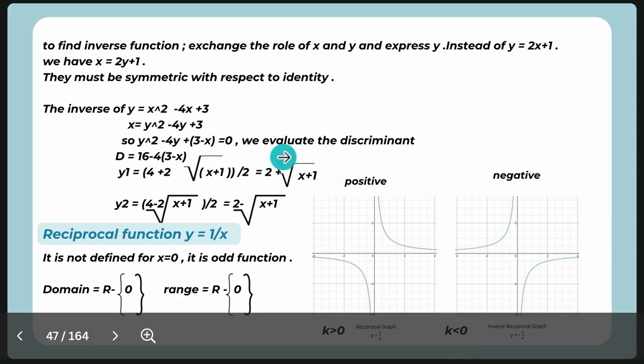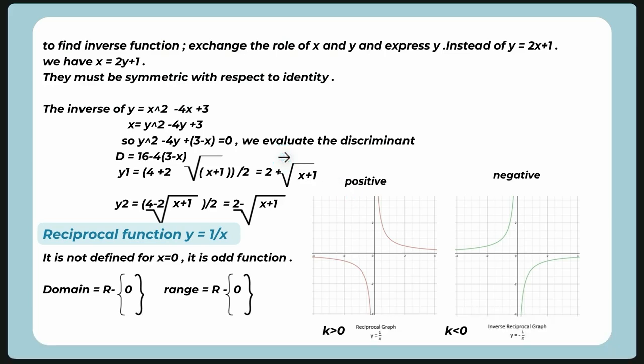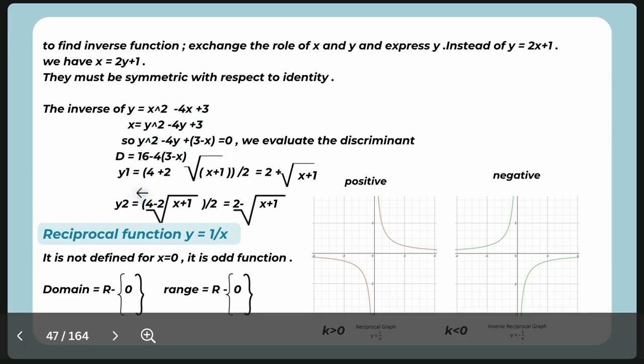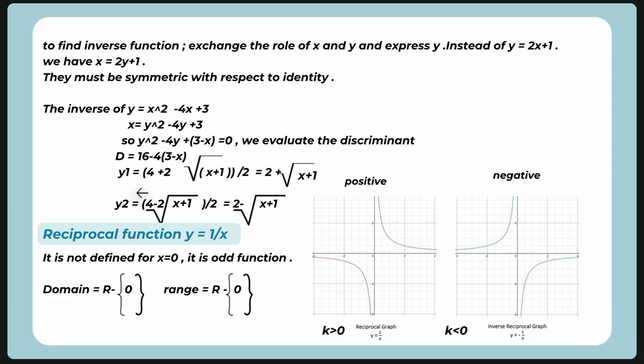So to find the inverse function, we exchange the role of x and y and express y in terms of x. So y equals 2x plus 1 would simply become x is equal to 2y plus 1. They must be symmetric with respect to the identity line. So the inverse of this example, y is equal to x squared minus 4x plus 3, would be x is equal to y squared minus 4y plus 3. That's the inverse of this. We also can evaluate the discriminant, so 16 minus 4 times 3 minus x. So you would simply find your y1 and your y2 using the equation.